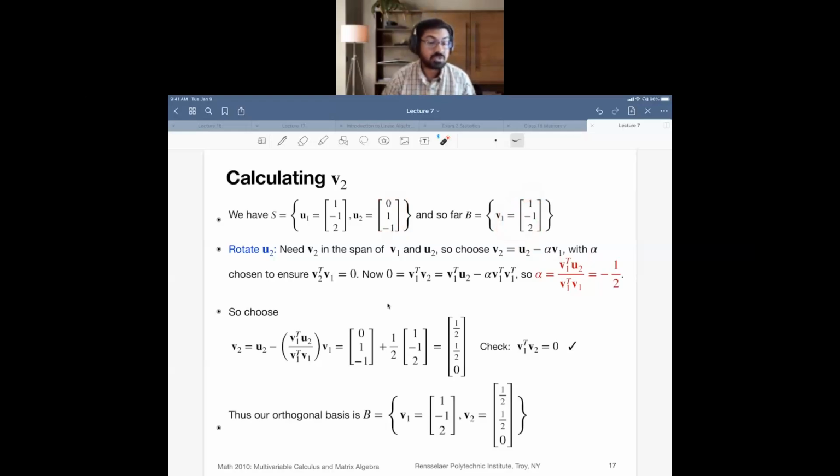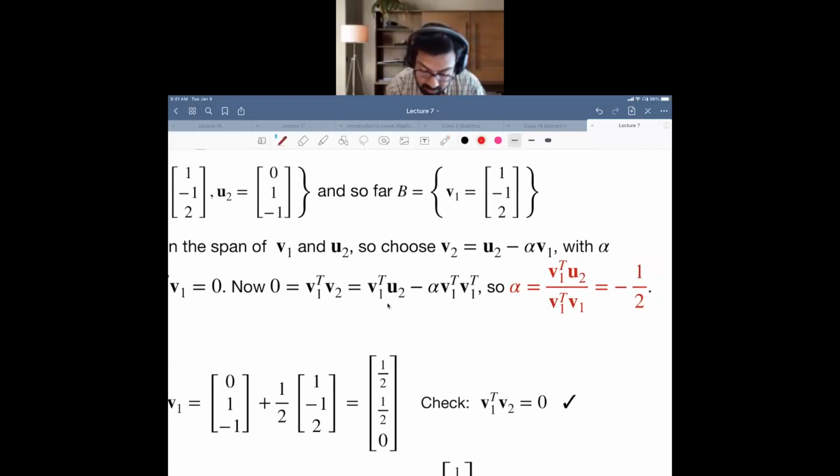Now, alpha is going to be chosen based on a projection. So all we need is alpha to be chosen in such a way that at the end, I get the v2 such that v2 and v1 are going to be orthogonal. So this condition has to be met. So v2 transpose v1 equals 0. I can write that as 0 equals v1 transpose v2. And for v2, I can plug in u2 minus alpha v1. So I've got v1 transpose u2 minus alpha v1 transpose. With this, I can pull out the alpha, right? So this is essentially saying 0 equals all of this. So I can pull out the alpha, which is going to equal v1 transpose u2 divided by v1 transpose v1.